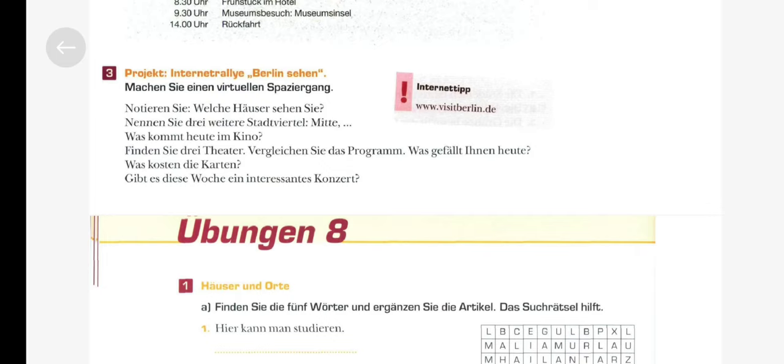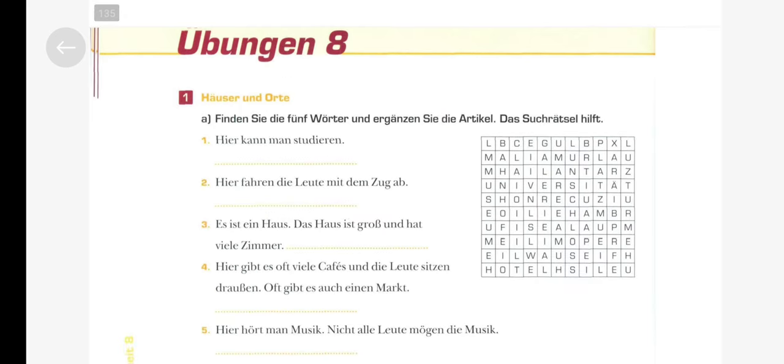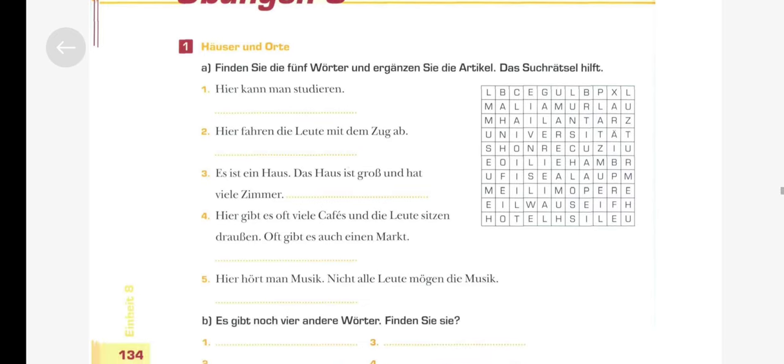So here is the project, Berlin Sehen, to see the city Berlin. Take a virtual walk. You have to take the virtual walk with your partner. I always say you can practice it with your partner. So we'll be moving forward to the exercises. Let's read the first one.